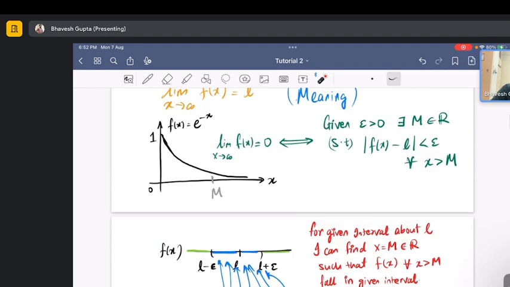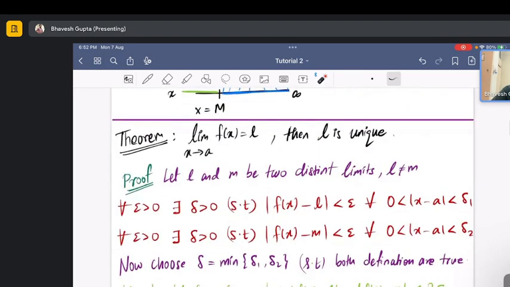So if you want to understand this in very crude language, just in English, over here I have written it in English. For every interval around L, I can find such an M that the value of the function is very close to that limiting value, or you can say that it will fall inside that interval. So now we'll get to the theorem.